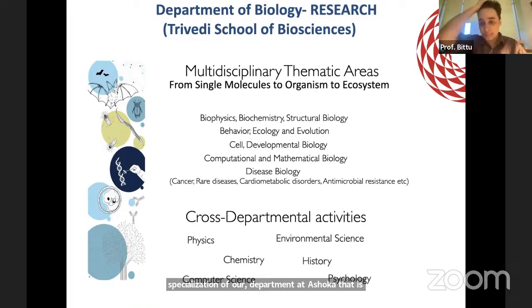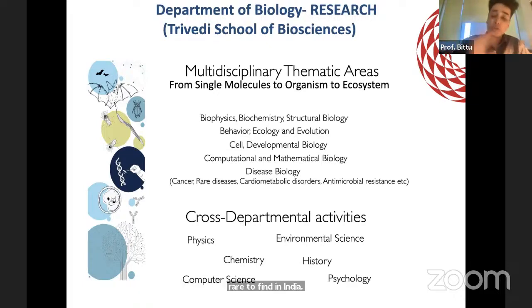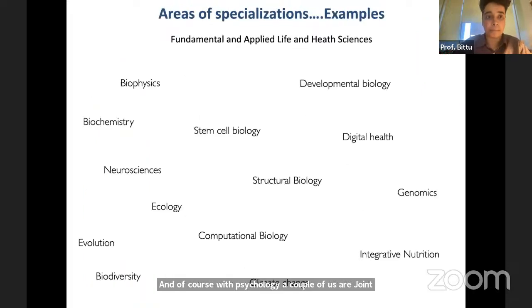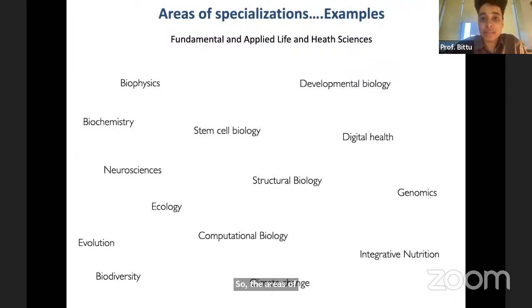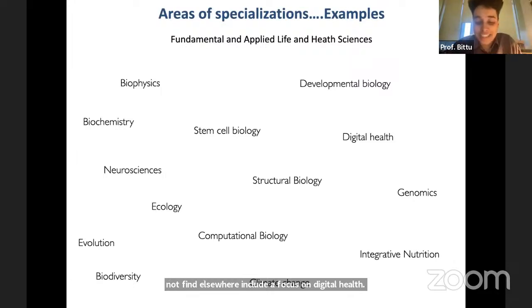And of course, with psychology, a couple of us are joint faculty in biology and psychology, and there is a lot of overlap with computer science as well. So the areas of specialization that you might find here that you might not find elsewhere include a focus on digital health. You might ask what digital health is, but this involves looking at ways in which large-scale data collection around health parameters can happen, how to digitize these data, how to use machine learning approaches in collaboration with people in computer science to analyze these data, and so on.